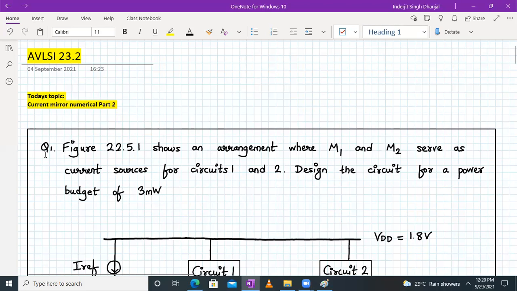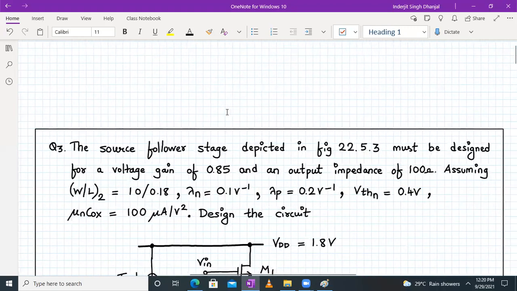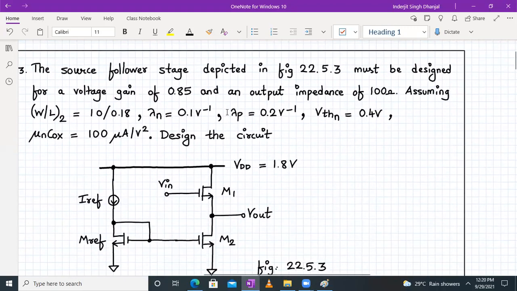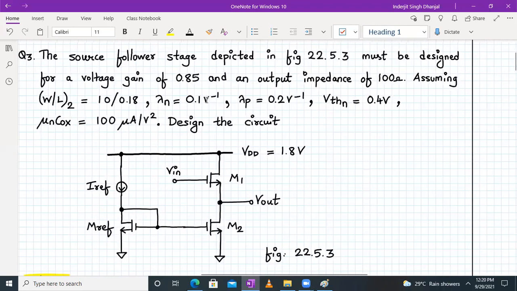We have already completed question number 1 and 2, and in today's session we will start with question number 3, which is based on designing a current mirror combo of a current mirror and a common source stage. So over here, the source follower stage depicted in figure number 22.5.3 must be designed for a voltage gain of 0.85. So basically the source follower stage is given to you and we have to design that for a gain of 0.85 with an output impedance of 100 ohms. Okay, so that's the requirement for a source follower.